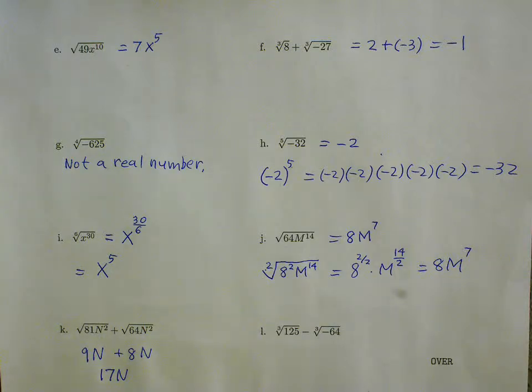Okay, the next one, simplify the cubed root of 125 minus the cubed root of -64. So type in an answer for that in a few seconds.